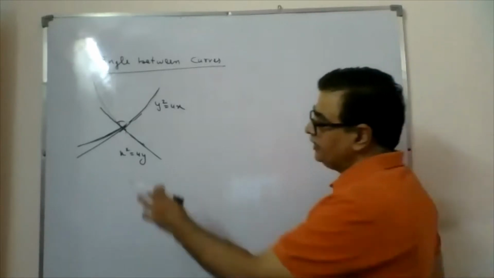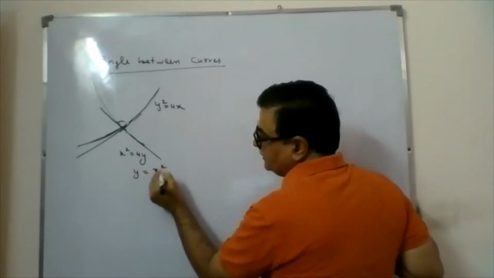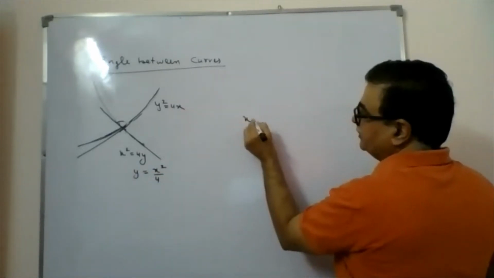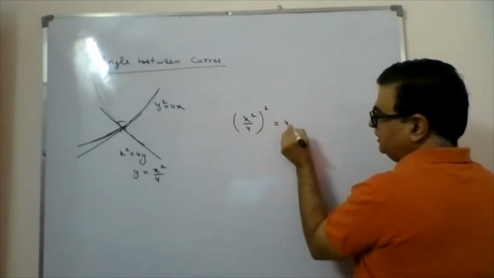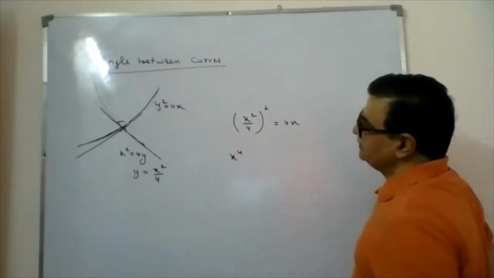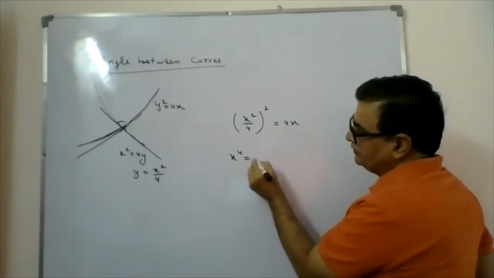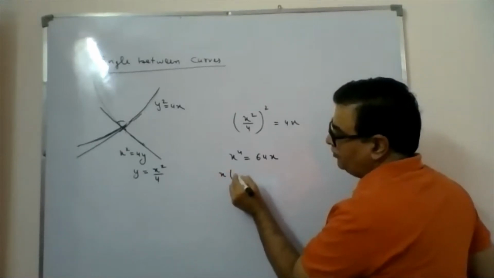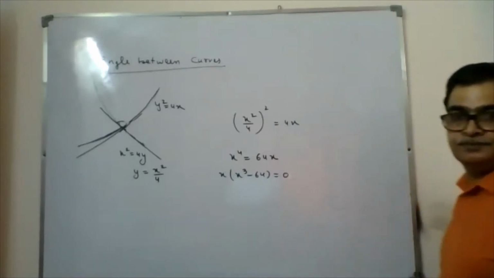For that, I will take y from here and put it here. y comes out to be x squared by 4. This I'll put here: (x squared by 4) whole squared equals 4x. Then I get x to the power 4 by 16 equals 4x, which is x power 4 minus 64x equals 0. x will be taken common, then it will be x cubed minus 64 equals 0.